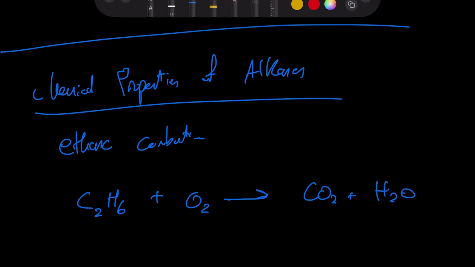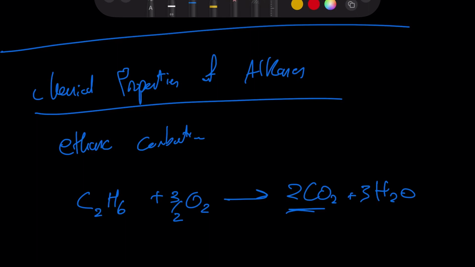Wait, where will the hydrogen and oxygen go? We have 2 carbons, so we must have 2 CO2. We have 6 hydrogens, so we must have 3 water molecules. How many oxygen molecules do we need? We have 4 oxygen atoms and 3 oxygen atoms, so 7. So we can write 3 over 2 oxygen molecules.